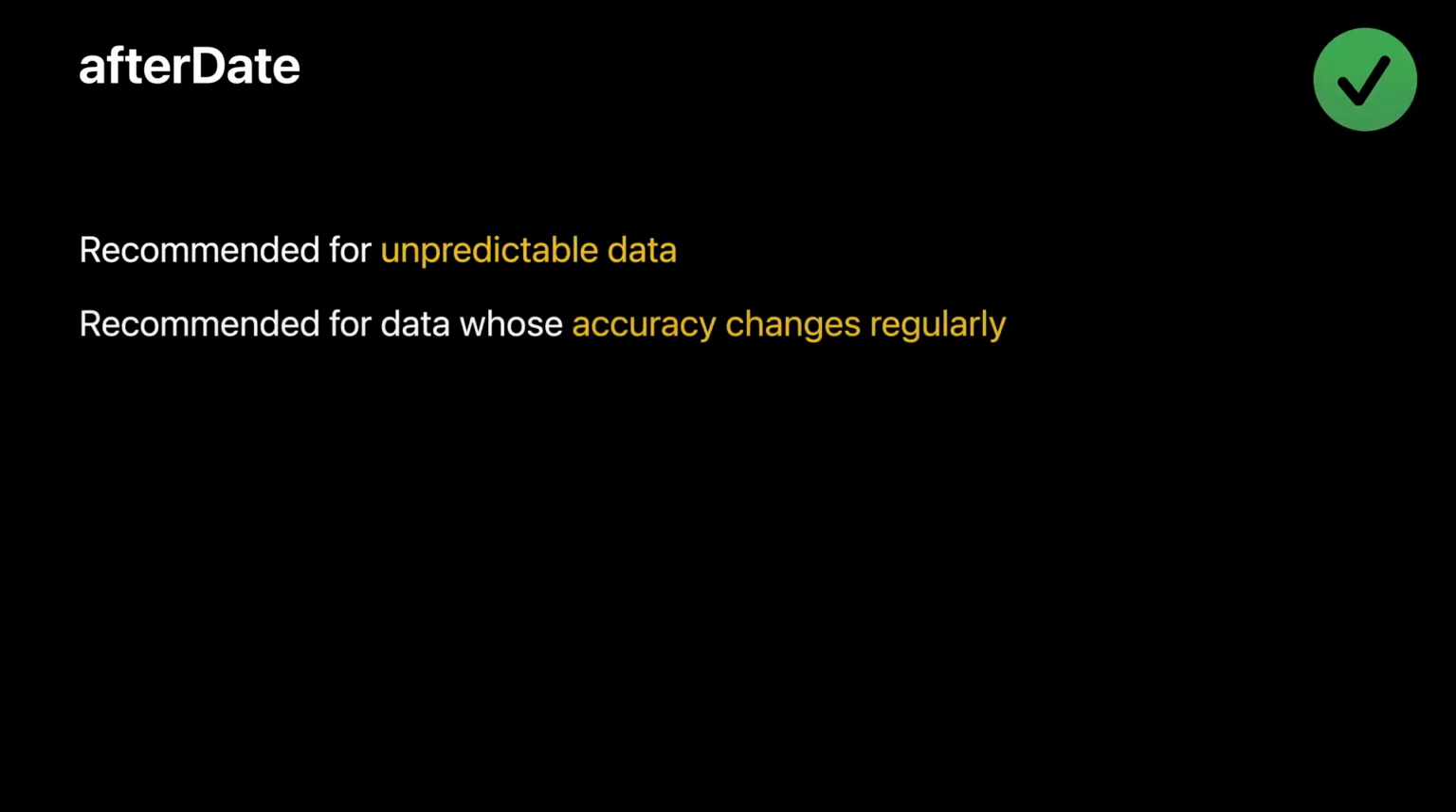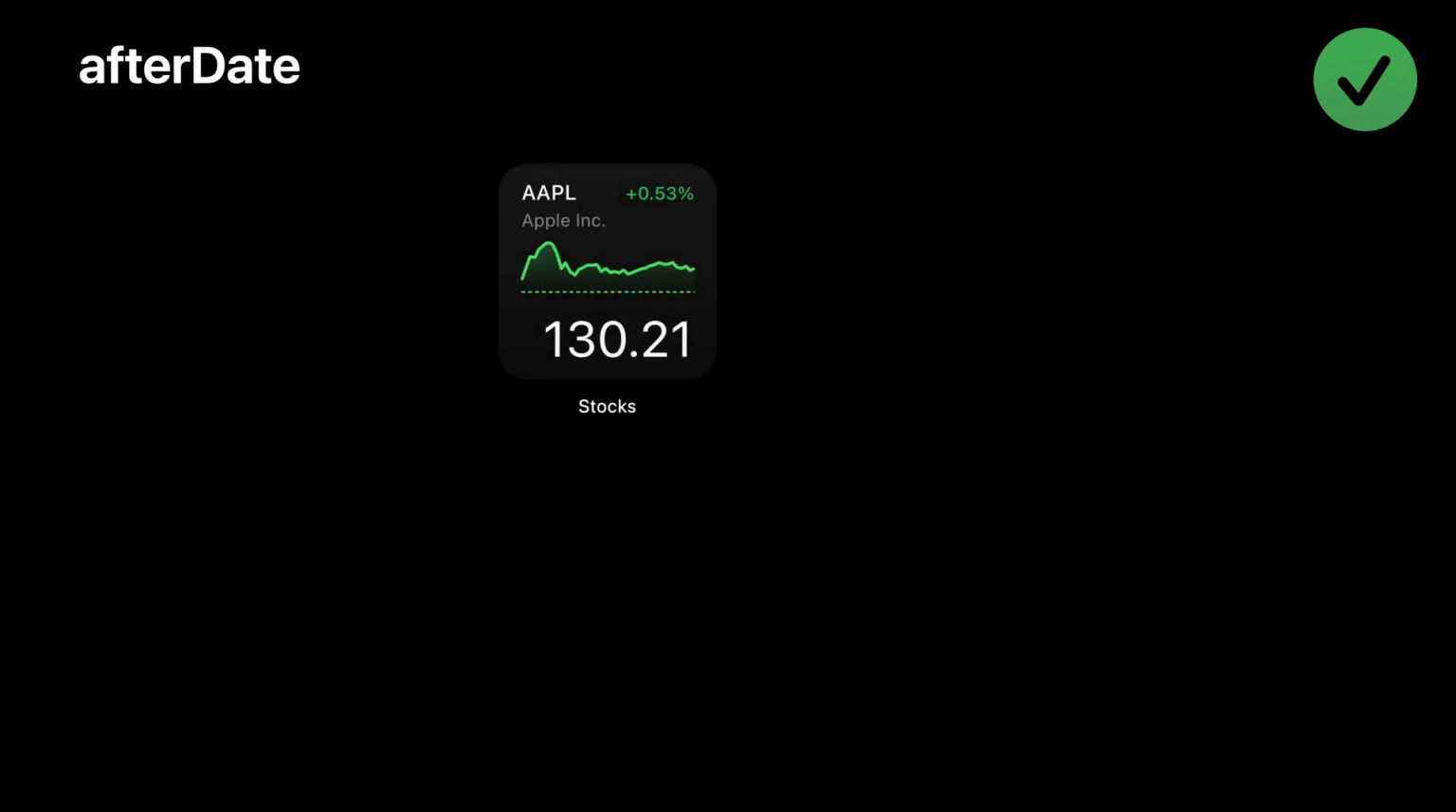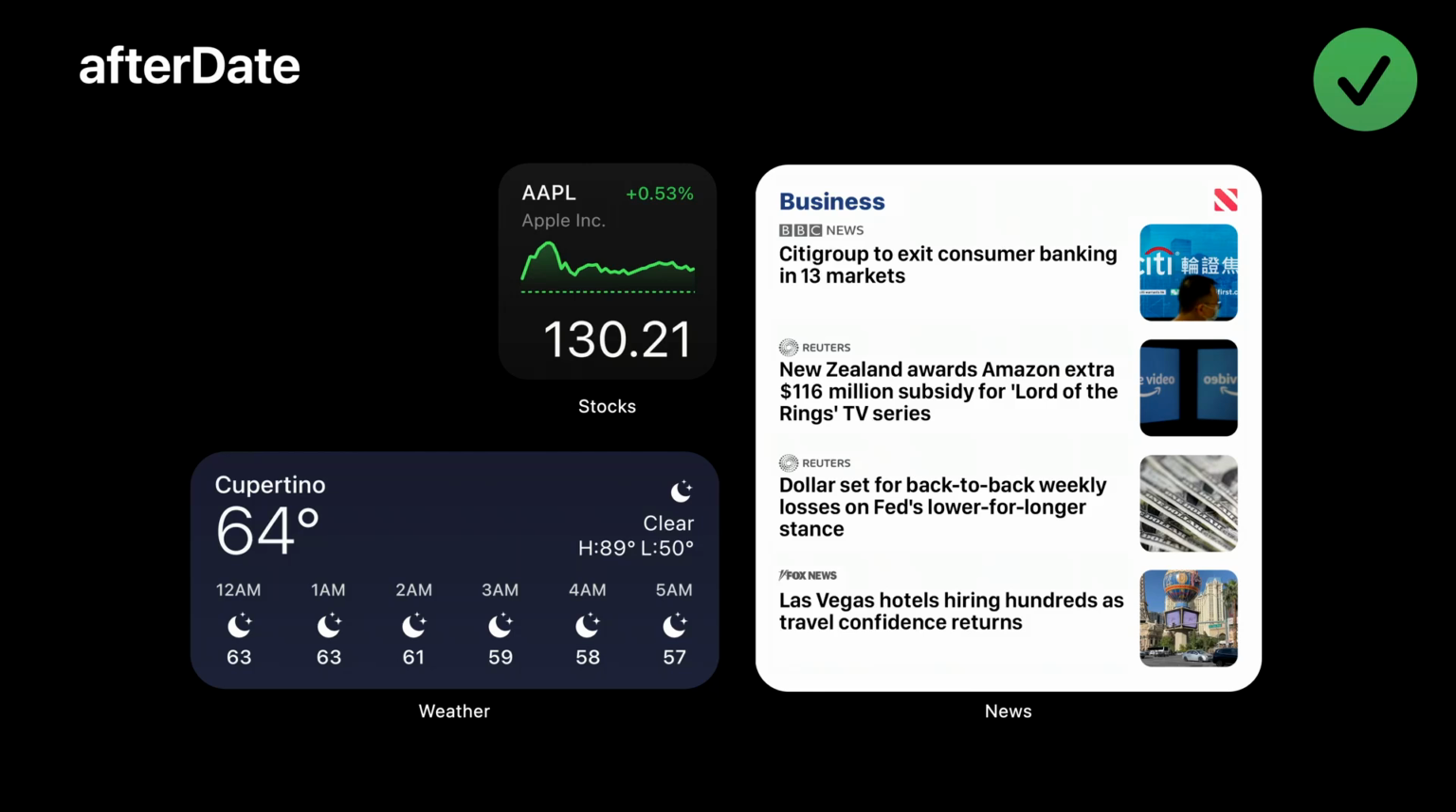After date is most appropriate for content that can change unpredictably or unexpectedly throughout the day, as well as for data whose accuracy or relevance changes periodically. Some examples of widgets that use after date include stocks, weather, news, mail, and more. These are all widgets with content that can change unpredictably or unexpectedly through the day.